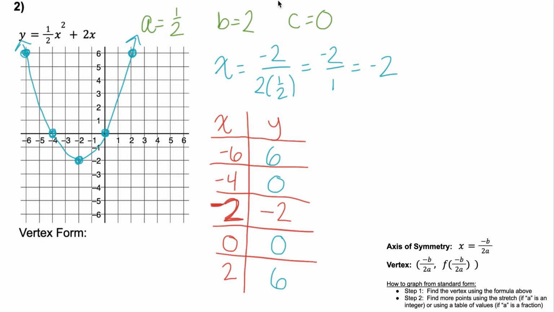Okay, this is number 2. The vertex form would be y equals 1/2 times (x plus 2) squared minus 2. So once again, check all this over and look for your mistakes if you made any mistakes, and when you're ready, move on.